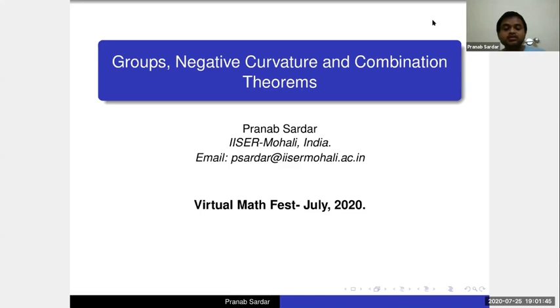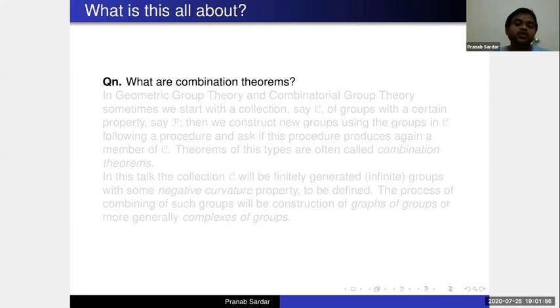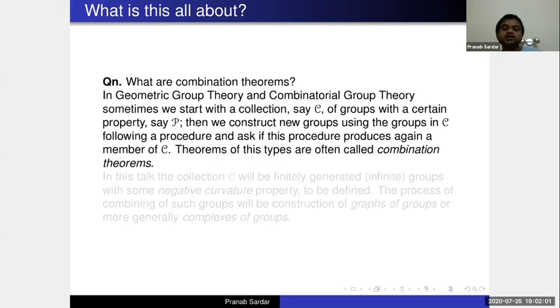So first, introduction. What are combination theorems? What is this all about? In geometric group theory and combinatorial group theory, sometimes we start with a collection of groups with certain properties. And then we try to construct new groups out of these groups following some procedure. And we ask if the new group that we construct is again inside this collection. These types of theorems are called combination theorems.